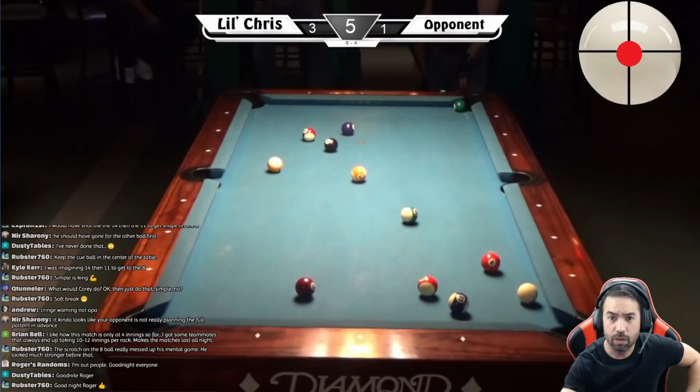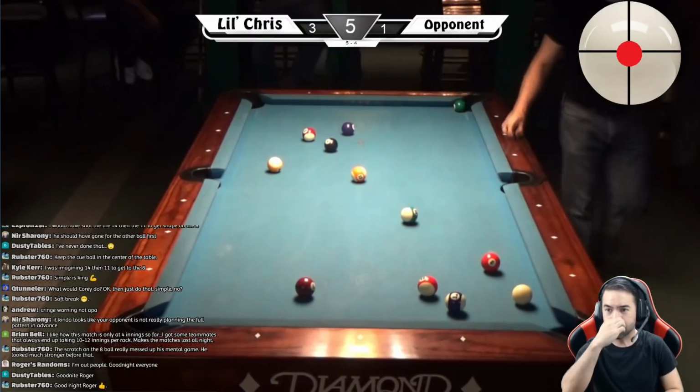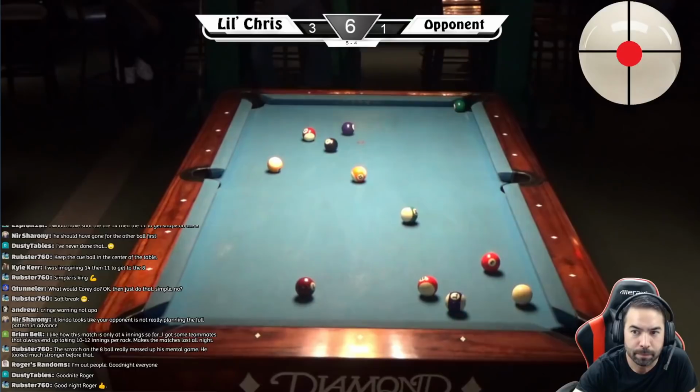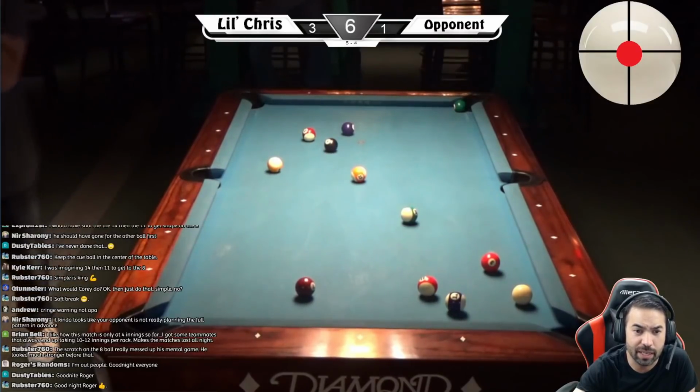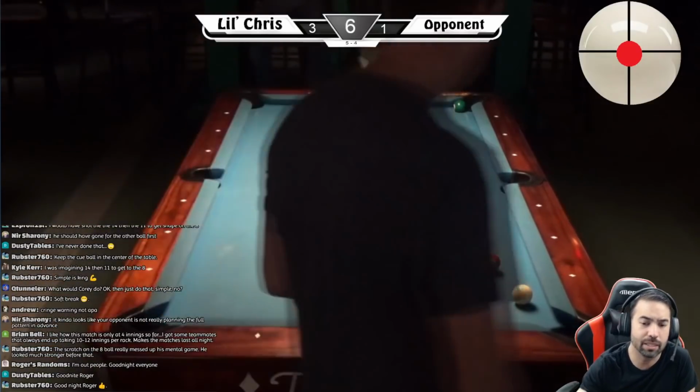Almost got lucky and made the 12 into the opposite corner pocket. But now let's see here. What does my opponent have? Can't shoot the 7. Looks like he can see the 6. I don't think the 3 ball blocks the 6 ball.